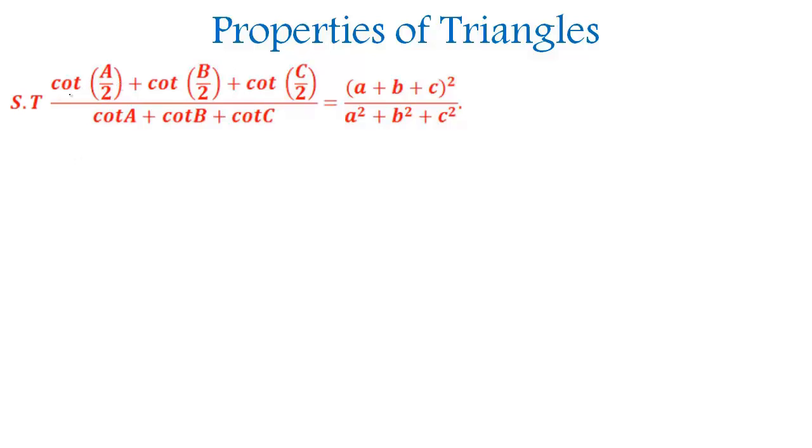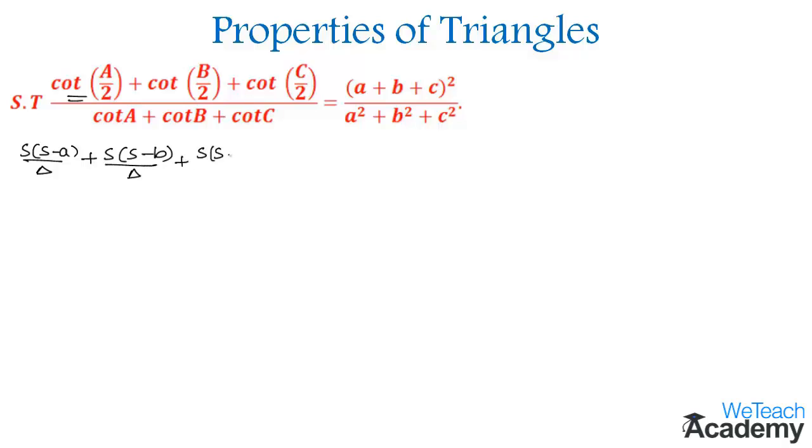And we can use the formula of cot A by 2, which is s into s minus a divided by delta, plus the formula of cot B by 2, which is s into s minus b divided by delta, plus s into s minus c divided by delta. So here we can take s by delta as the common factor. So s by delta into s minus a, plus the remaining terms, which are s minus b, plus s minus c.